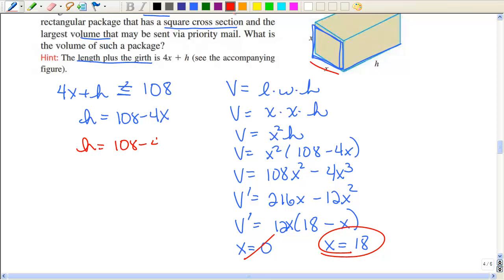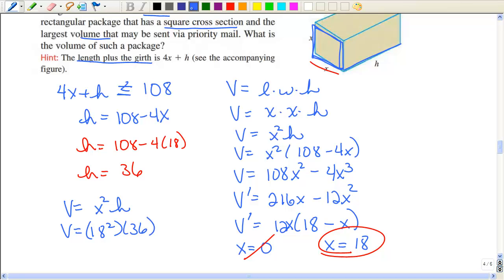So h is 108 minus 4 times 18, which is 36. And so our volume needs to be x squared times h. So that's 18 squared times 36, which would be 11,664 cubic inches. So that is the volume of such a package with the dimensions of 18 by 18 by 36.